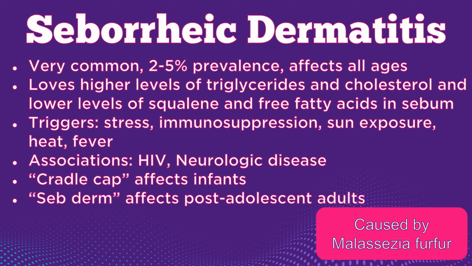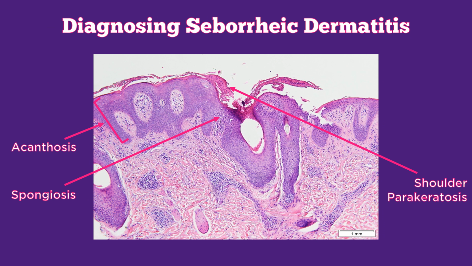Remember that Seb Derm can be triggered by stress, sun exposure, heat, and fever, and is associated with HIV and neurologic conditions such as Parkinson's disease. Seb Derm tends to affect the scalp of infants, where we call it cradle cap, and for adults, it also loves the scalp and the ears, glabella, eyebrows, and nasolabial folds. For all ages, Seb Derm can also affect the intertriginous areas, the upper chest, and even the back, umbilicus, and genitals. It is usually a clinical diagnosis, but biopsy will show acanthosis, variable spongiosis, and shoulder parakeratosis.